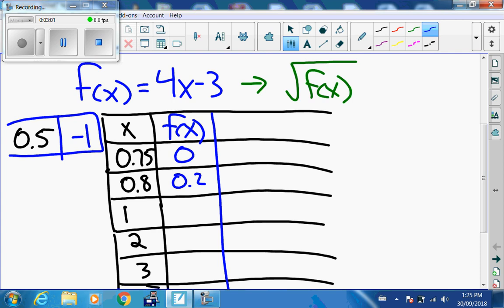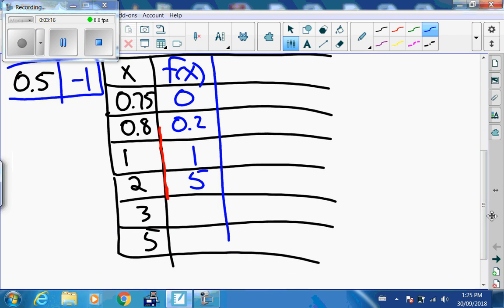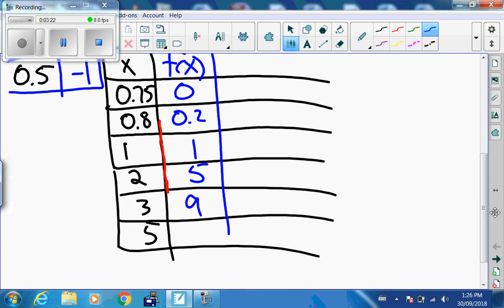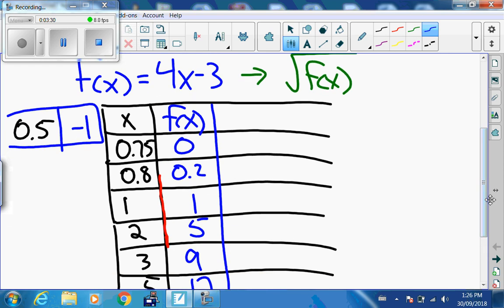All right, so put in 1. 4 times 1 is 4, minus 3 is 1. Put in 2. 4 times 2 is 8, minus 3 is 5. 4 times 3 is 12, minus 3 is 9. And 4 times 5 minus 3 is 17. Why are they doing this one? It would work a lot better if it was, I don't know, to get 16, but that's okay.